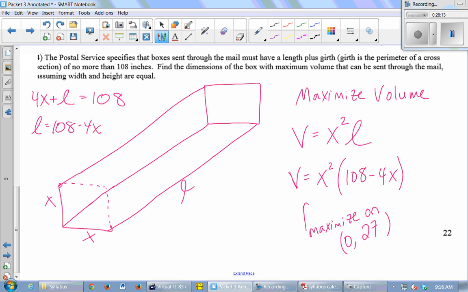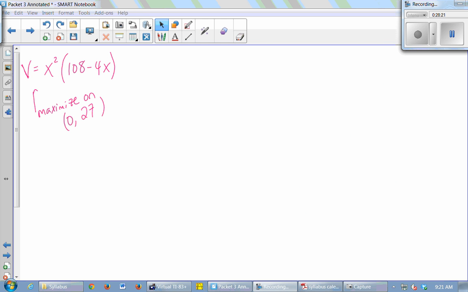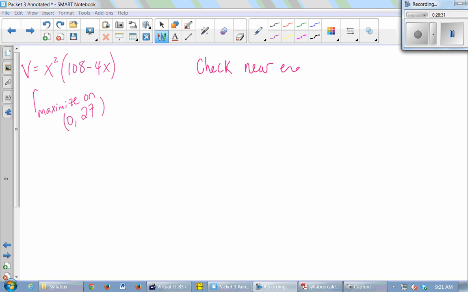Okay, so I want you to take a few minutes, maximize this function on the interval from 0 to 27. Okay, so let's look at maximizing this thing on the interval from 0 to 27. We need to check near the ends of the interval and critical values. So we already discussed, actually, we didn't use limit notation, but we already said near the ends of this interval, the volume is getting closer to 0.